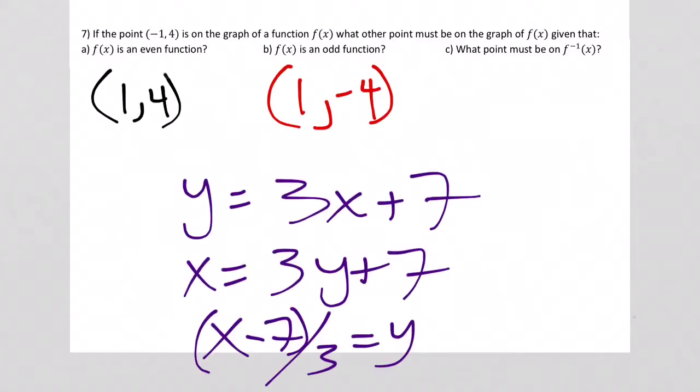But think about the key thing we just did. We switched x and y. So if -1,4 is on there, then on the inverse we must have 4, -1. You literally are just switching them, and that's it. Think about x squared versus the square root of x. Think about x cubed versus the cube root of x. Every single point on both graphs is on the other graph, but flipped x and y. Boom.